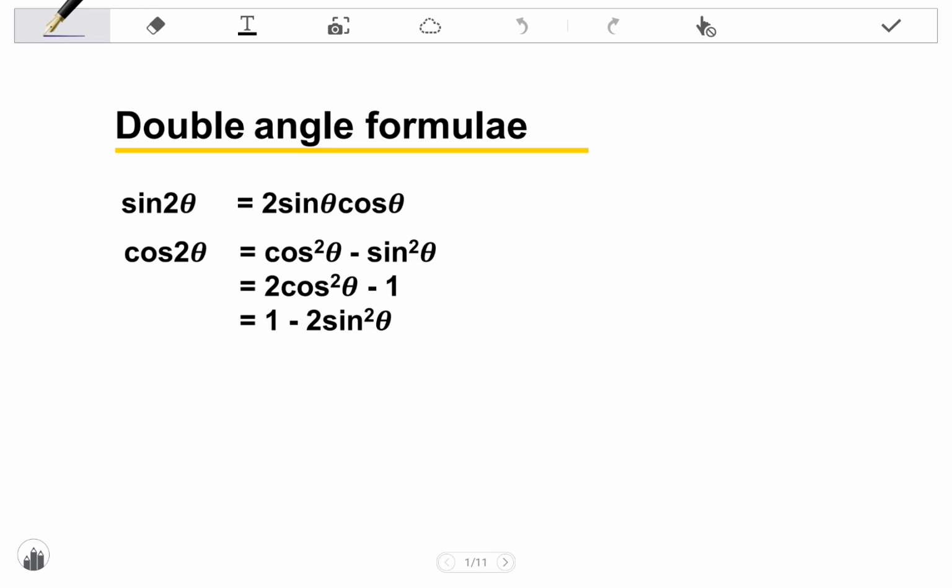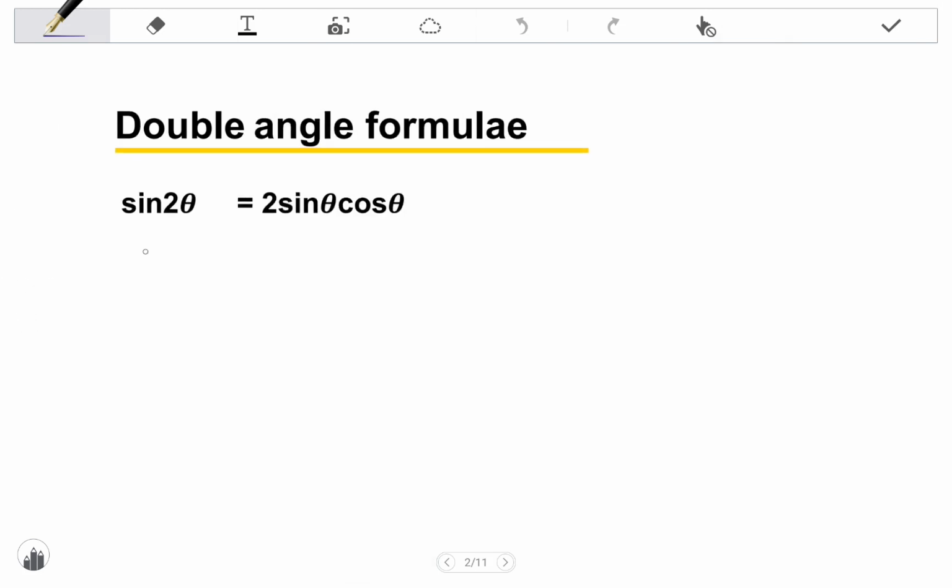And the cos double angle formula has 3 different options. Cos theta all squared minus sine theta all squared, or 2 cos theta all squared minus 1, or 1 minus 2 sine theta all squared. Now I'm quickly going to look at where these formulae come from.